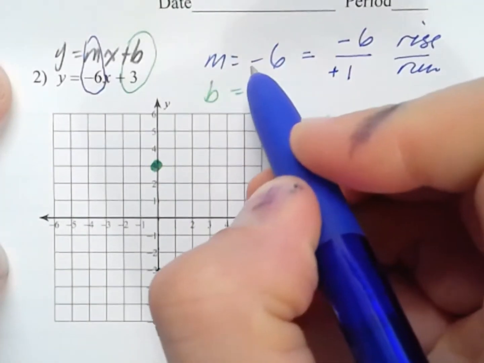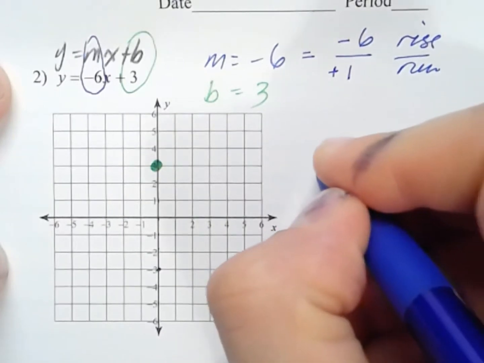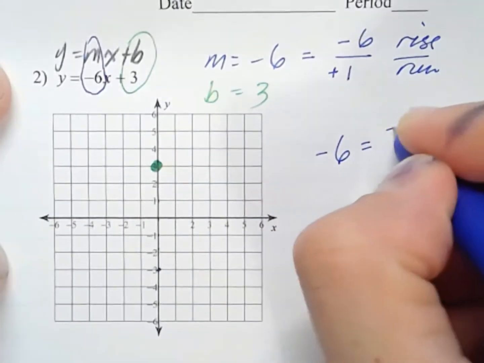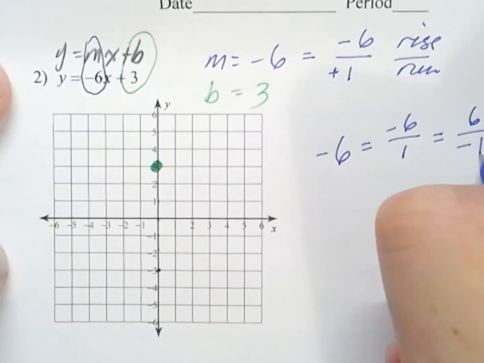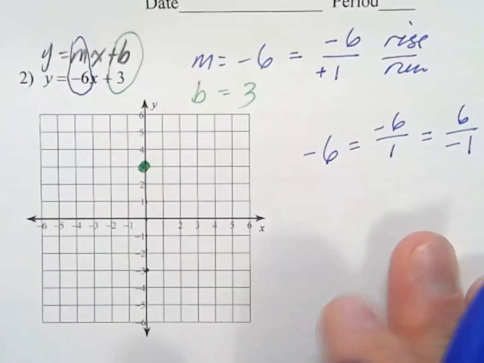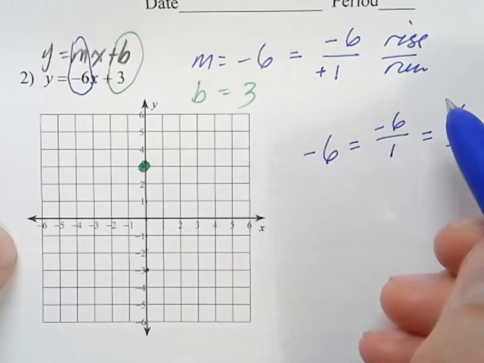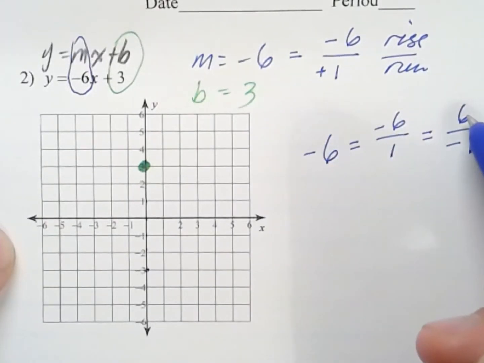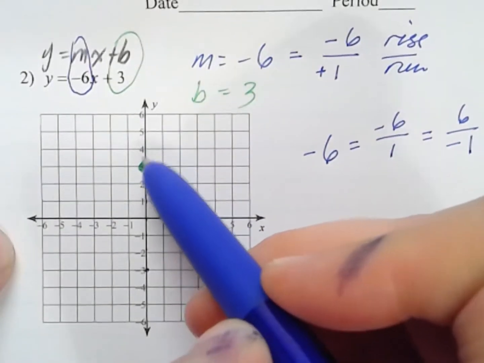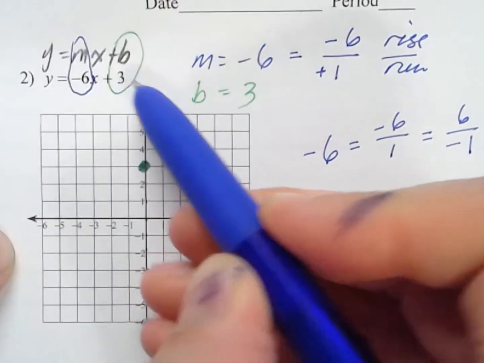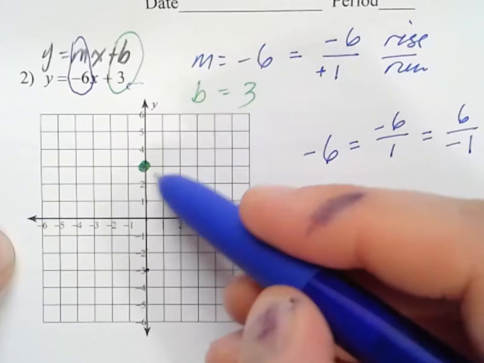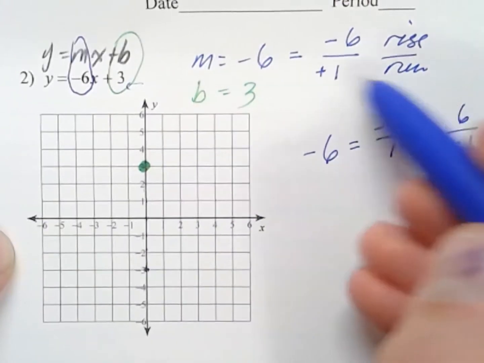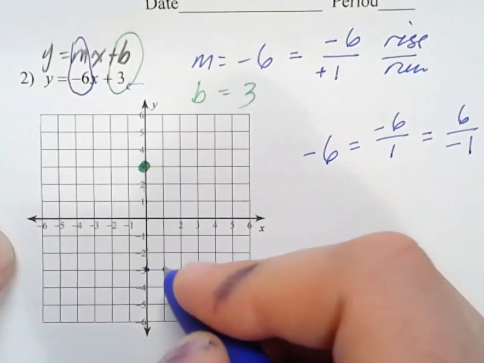Remember, it's a -6. So there's a few ways we can write -6. Remember that -6 is the same as -6/1 is the same as 6/-1. And you can do either of these. It'll still work, okay? If we had done a rise of +6, we would be going up and over 1 in the negative direction, but we're not doing that. We're going down 6 and running 1 in the positive direction, so we'd be here.